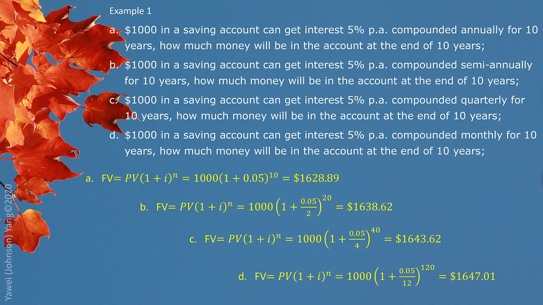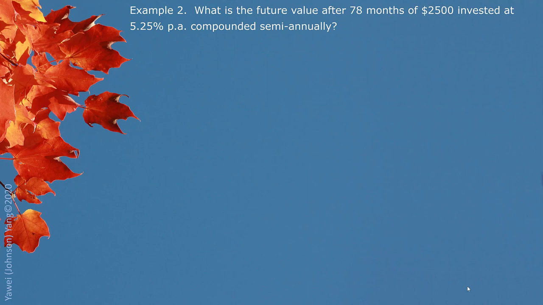So the periodic interest rate comes from the annual interest rate divided by 12. 12 times a year. So the total number of compounding periods for 10 years would be 120. We have the future value $1,647.01. Example 2. What is the future value after 78 months of $2,500 invested at 5.25% per annum compounded semi-annually?